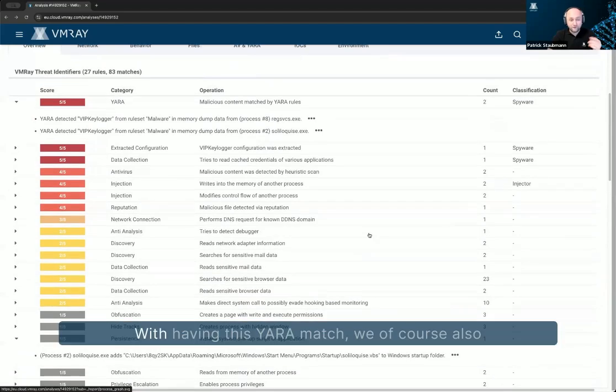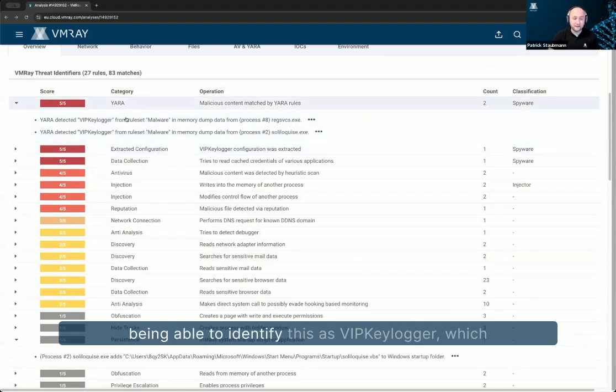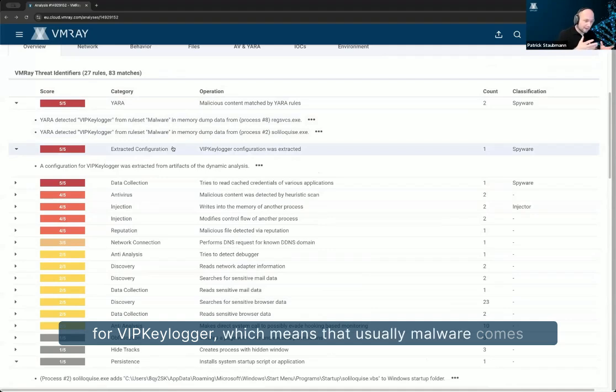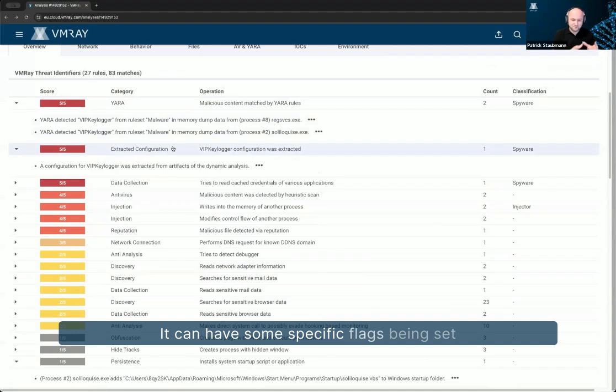With having this Yara match, we are of course also able to identify this as VIPKeylogger, which means we can also execute our malware configuration extractor for VIPKeylogger. Usually malware comes with embedded detailed information that either enriches information needed by the malware, or even describes a bit of behavior that the malware might do during execution, right? It can have some specific flags set, like do this or do that, right?